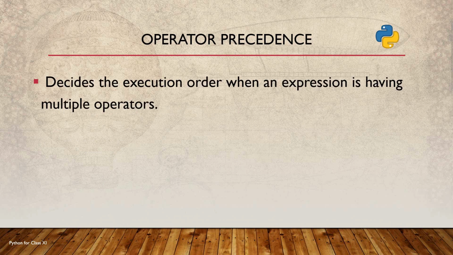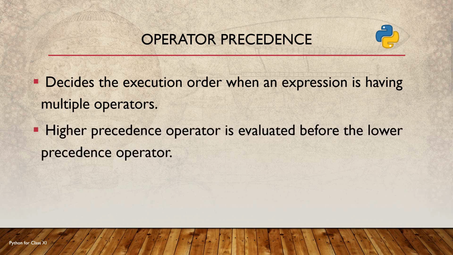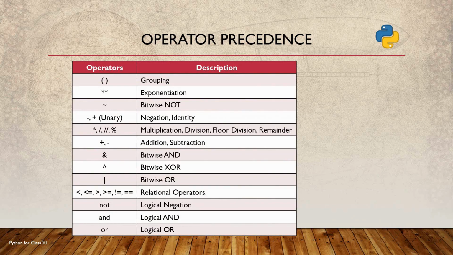Next, operator precedence. When an expression has multiple operators, the operator precedence decides the order of execution for those operations. In Python, every operator has its own precedence. A higher precedence operator is always evaluated before a lower precedence operator. This table gives the order of precedence for the various operators in Python. Operator precedence goes from highest to lowest as we travel from top to bottom.